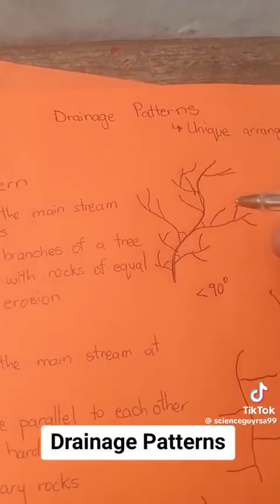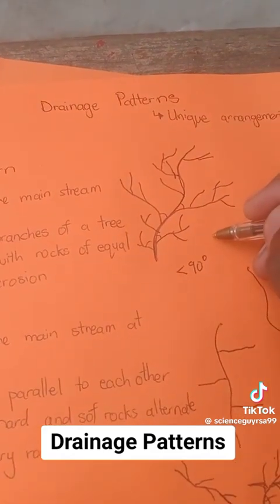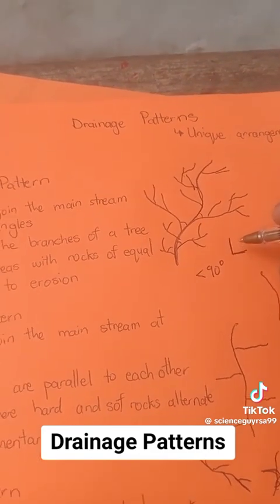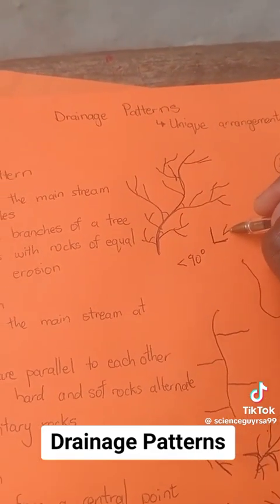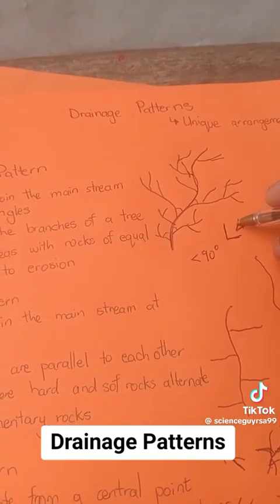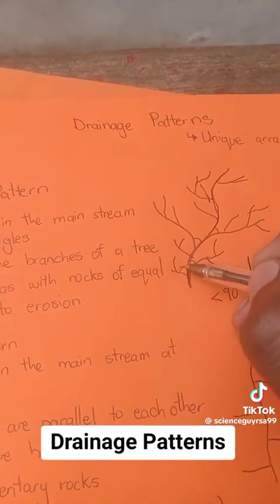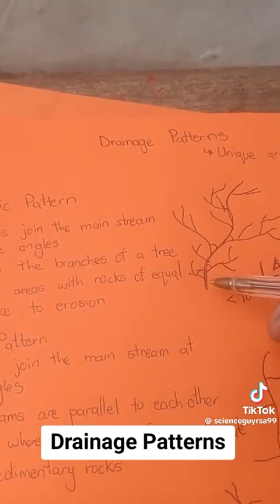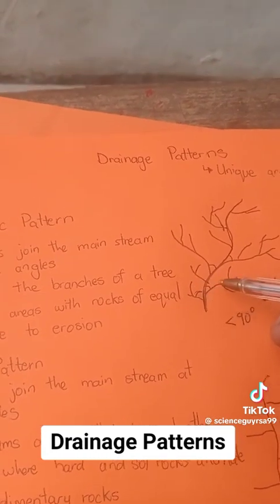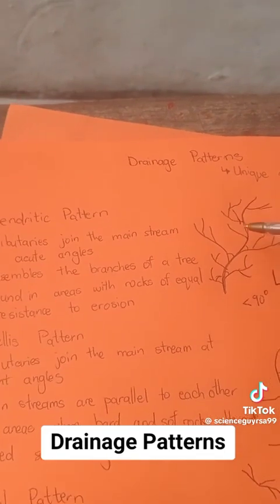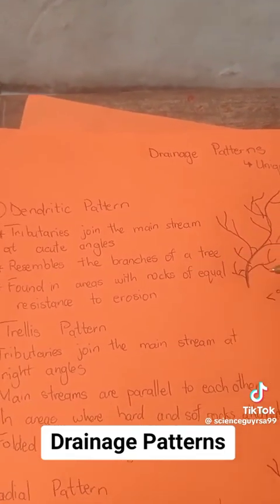Of course, 90 degrees would look like that. Less than 90 would look something like that. So it's less than 90. As you can see, all of these angles at which these tributaries join the mainstream are less than 90, so they are joining the mainstream at acute angles.